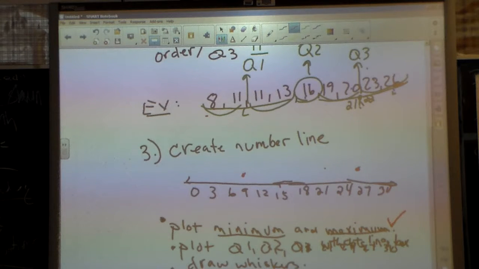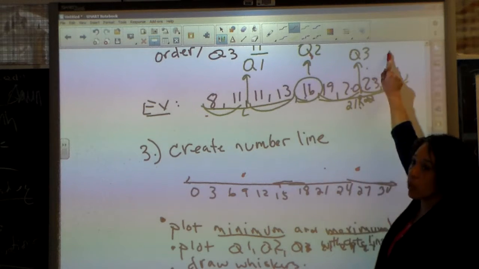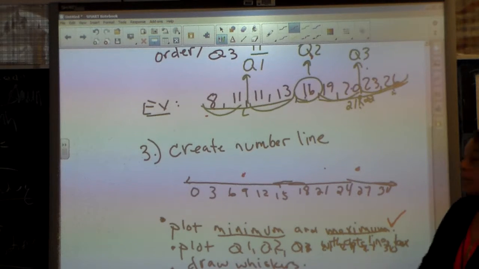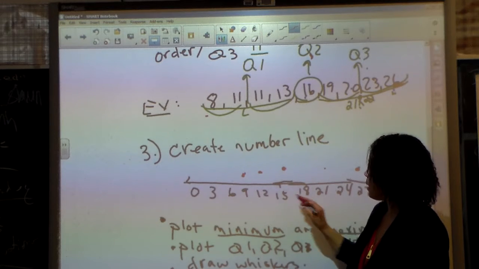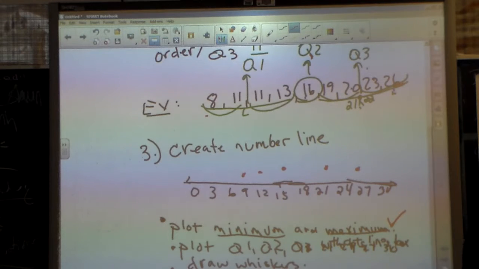There's 3 more dots I need to make. Those are the 3 dots of my Q1, Q2, and Q3. We found those to be 11, 16, and 21.5. So I'm going to make those dots at 11, floating above, 16, and 21.5. Every box and whisker plot should have 5 dots.